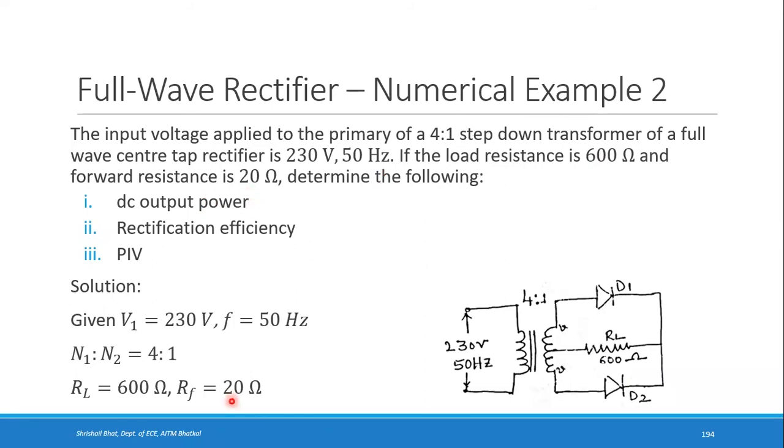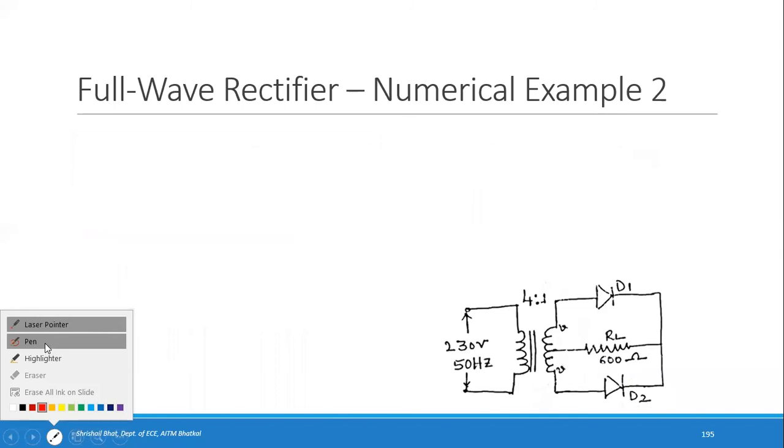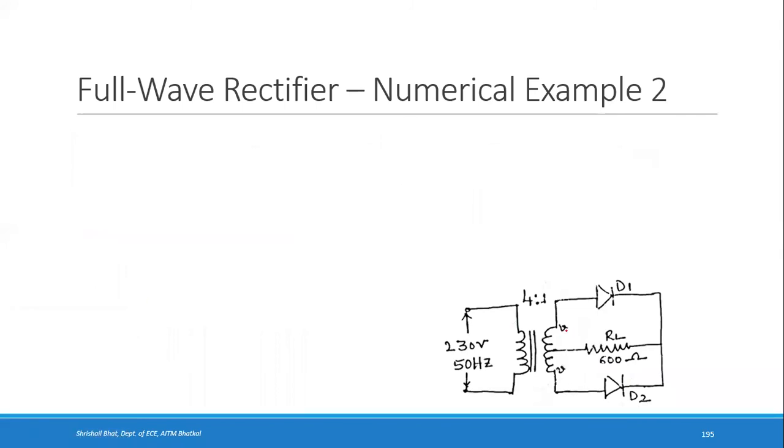First, we need to find what is V2. From V2, we have to find what is Vm, right? Then you can proceed. Turns ratio is given as 4:1. So here remember, this is a center tap transformer. In a center tap transformer, we have seen that equal amounts of secondary voltage is induced in both the halves of the secondary.